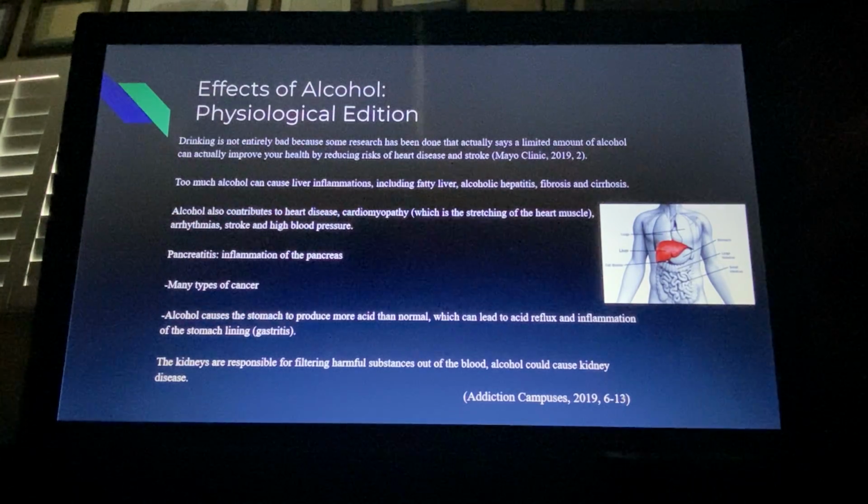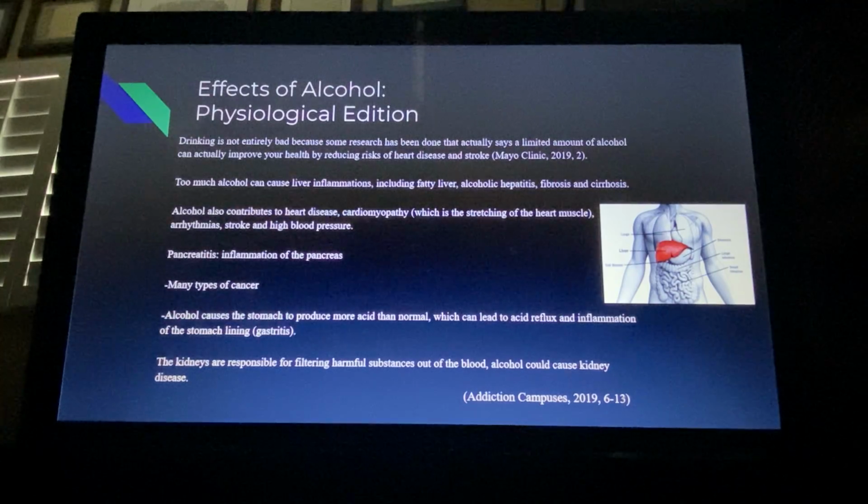Pancreatitis is also a huge one in alcoholism and for anyone that drinks excessive amounts of alcohol, which is basically just the inflammation of the pancreas, and it can be deadly. The reason why this one is so big is because the symptoms aren't as noticeable, and usually they come about when it's already really, really bad and too late.